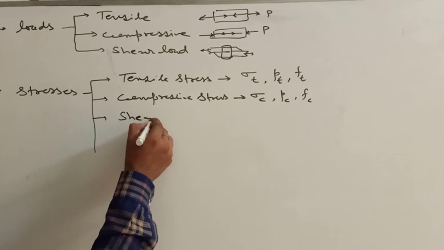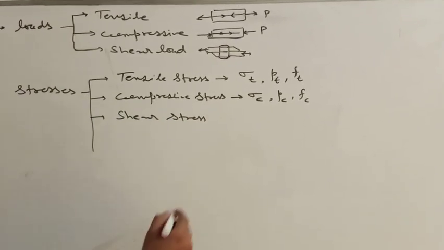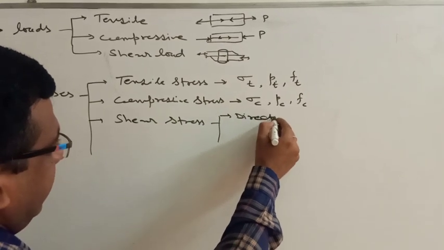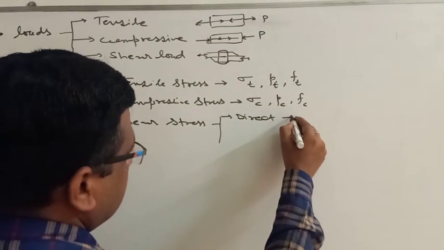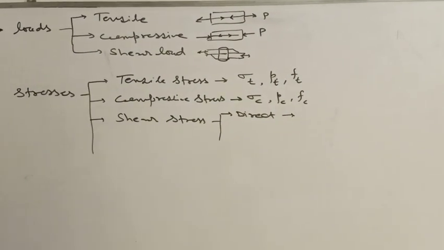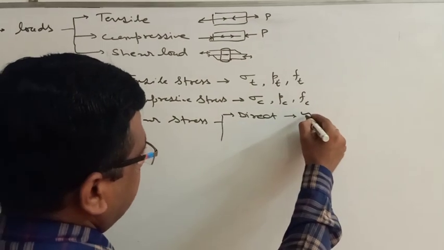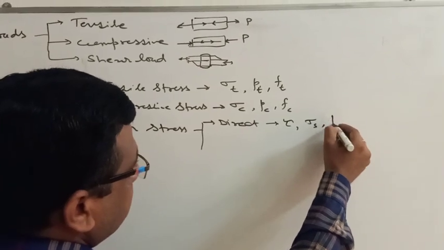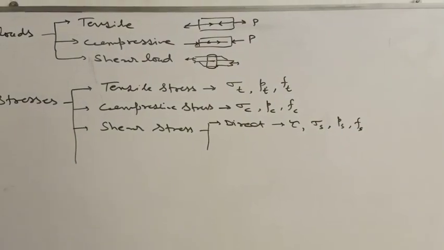If the load is shear, then there is shear stress. But the shear stress is of two types. If you are applying a direct load, then there is a direct shear stress, and this direct shear stress can be found out with the help of our strength equation. It is defined by tau, and it can also be defined by sigma S. This can be our nomenclature.